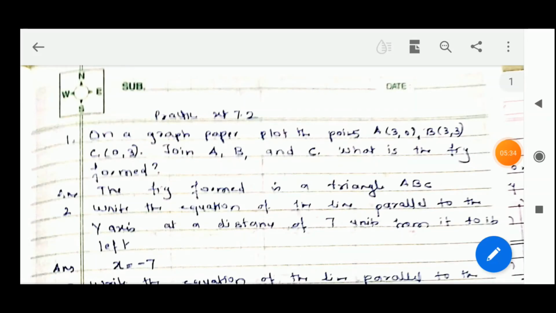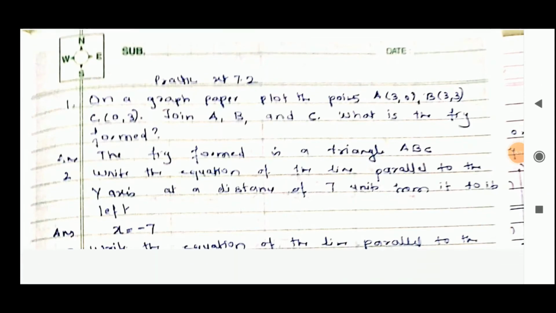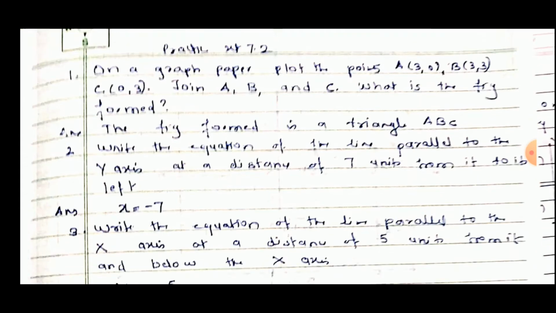Now let us see the practice set 7.2. On the graph paper, plot the points A(3, 0), B(3, 3), C(0, 3). Join the points A, B, C. What is the figure formed? The figure formed is a triangle.